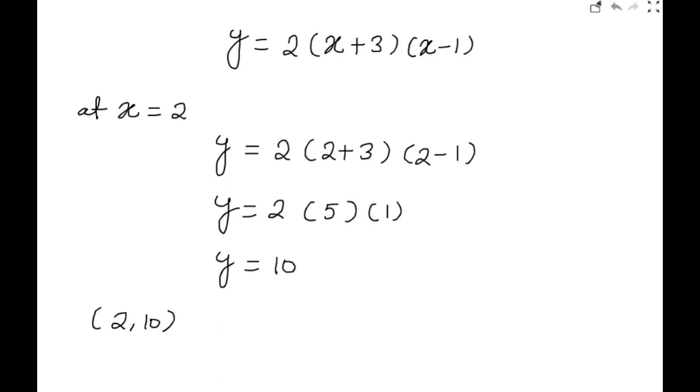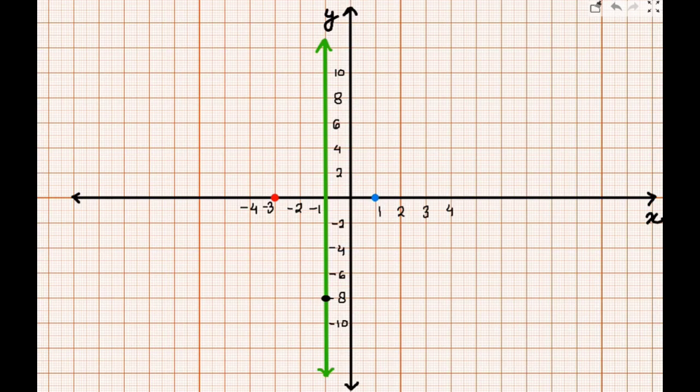Let us plot that here in the graph sheet. So 2 comma 10 lies somewhere here. By symmetry, we can have its image at the other end at a 3-unit distance from the axis of symmetry. So 1, 2, 3. Okay. So we've got sufficient points to plot the graph. Now it's time to connect them with a smooth curve.